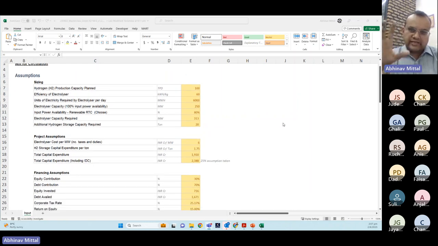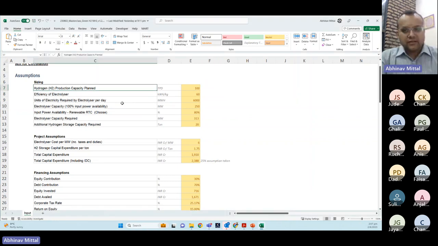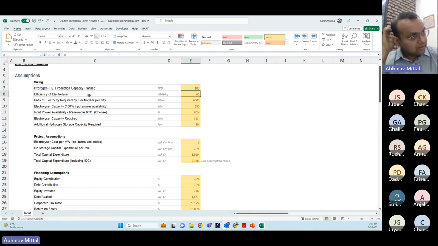I'll try to take you through the essential components that we have captured here, and then answer any questions that you might have. So this is a small hydrogen plant. Let's assume 100 tons per day. I'll explain each and every component as well as the abbreviation so that you understand how this needs to be modeled. Efficiency of electrolyzer. The parameter would be kilowatt hours per kilogram. What essentially this means is how many kilowatt hours are required to produce 1 kg of hydrogen.